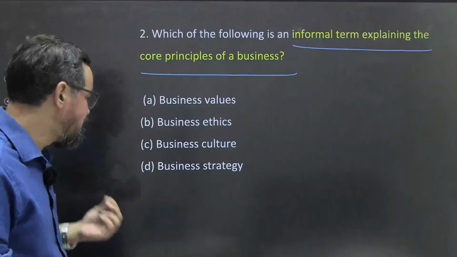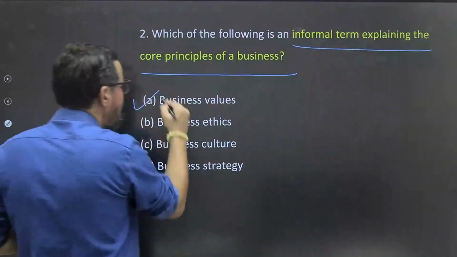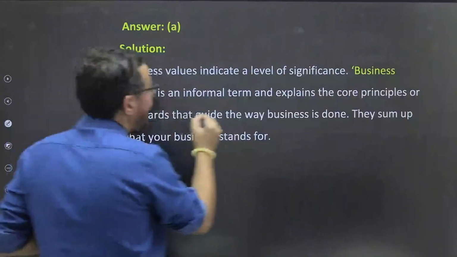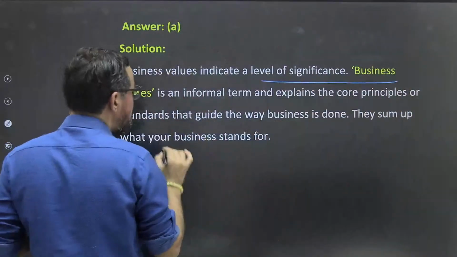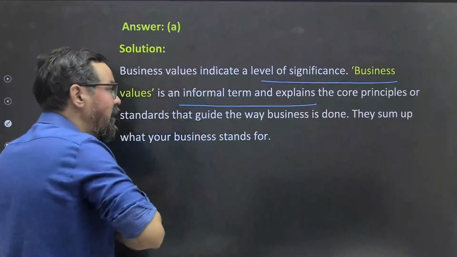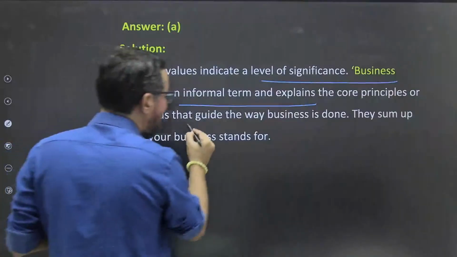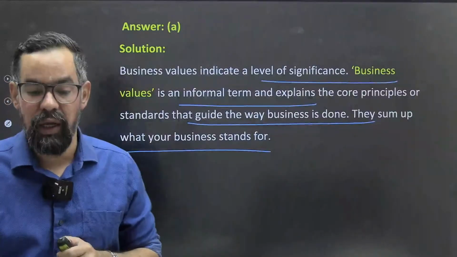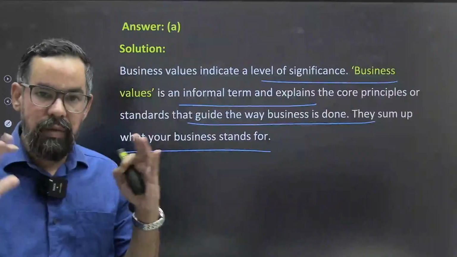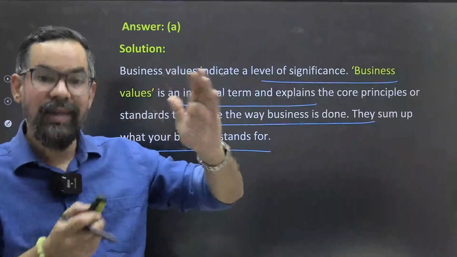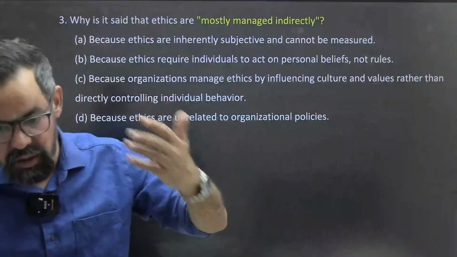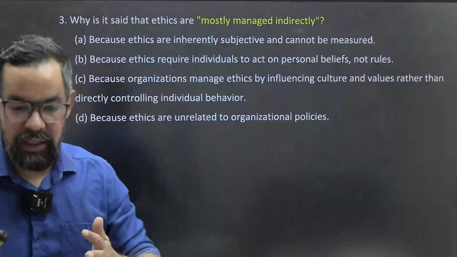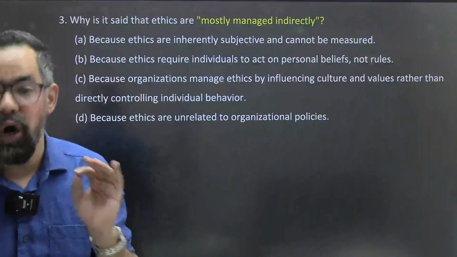Business ethics, business culture, business strategy, no. It comes to business values. I guess everybody is missing this module. Business values indicate the level of significance. Business values are an informal term explaining the core principles or standards that guide the way business is done. They sum up what your business stands for. It is related to the mission and vision statement, how to achieve those, and how we treat our customers, peers, management, employees and other stakeholders. So option A is the right answer.